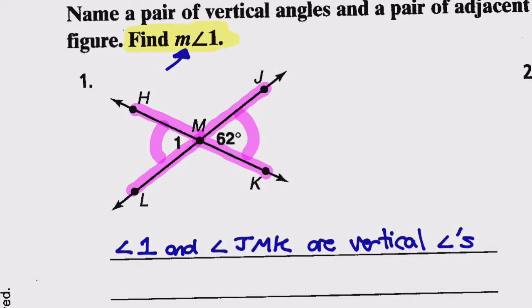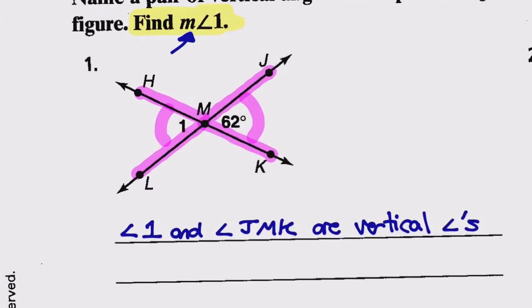So if angle 1 and JMK are vertical angles, that means that they have the same measurement. They're congruent. That means that they're the same. So what would be angle 1's measurement then? Chloe? 62 degrees. Yeah. So the second part of this would be the measure of angle 1 is equal to 62 degrees. Okay, notice how I use the little m there to indicate the measure.